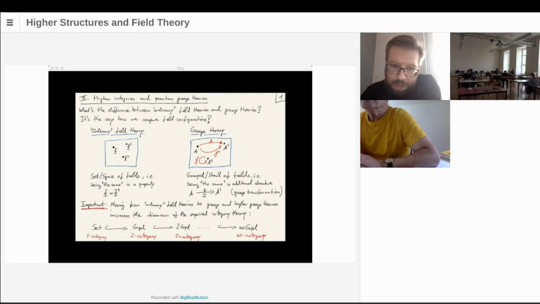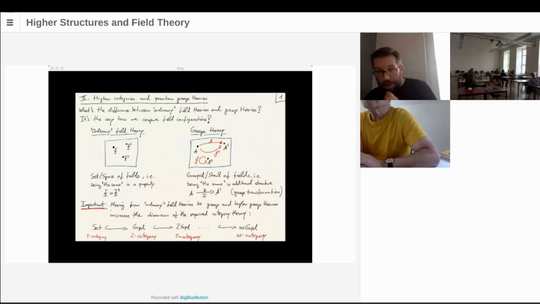And this means that being the same is not a property anymore. Because if I give you two gauge fields and I ask you, are they the same? You don't say yes or no, but you have to write down a gauge transformation which connects them. So being the same in such a groupoid is an additional structure, namely that of a gauge transformation between the two gauge fields I gave you.